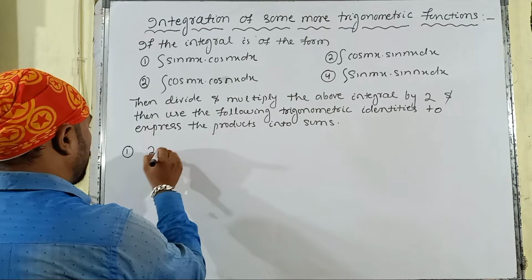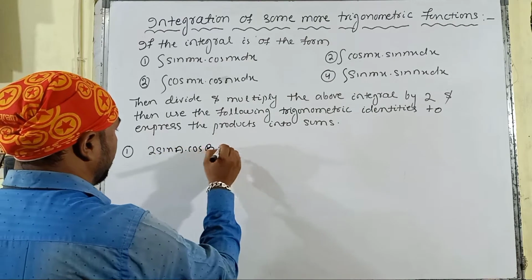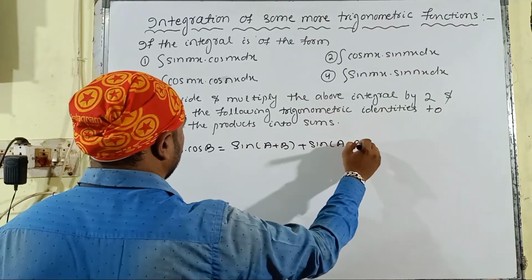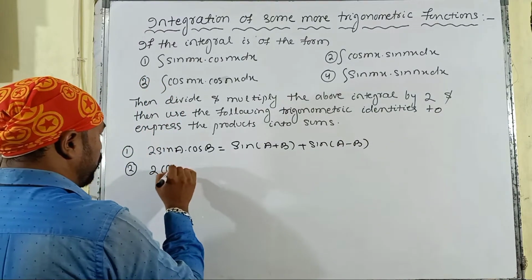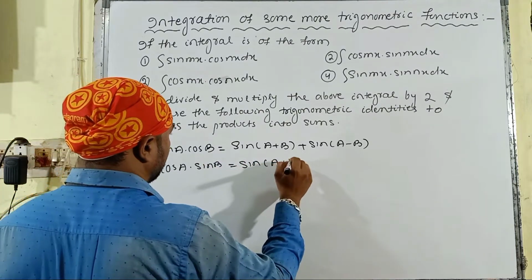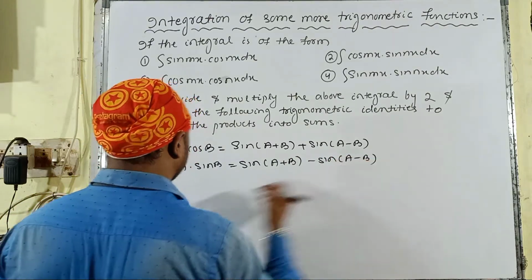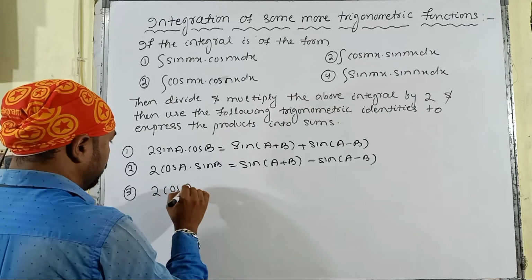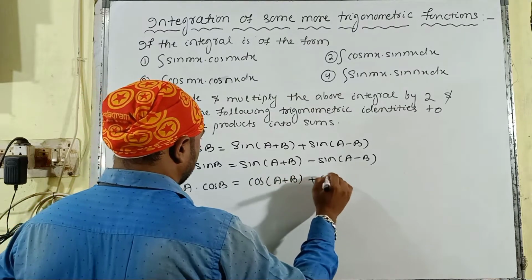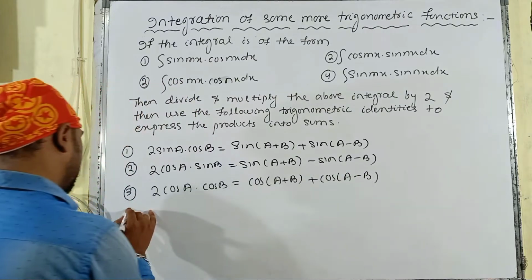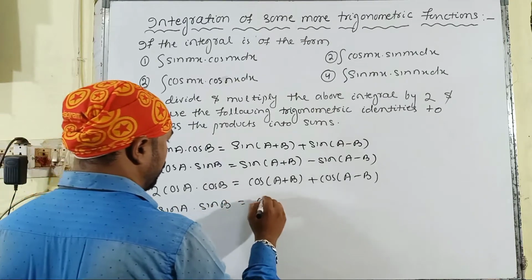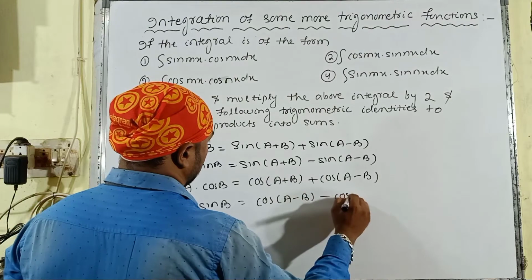First of all, it is 2 sin A cos B, and that will be sin A plus B plus sin A minus B. The second one is 2 cos A sin B, and that is sin A plus B minus sin A minus B. The third one is 2 cos A cos B. The last one is 2 sin A sin B, and that is equal to cos A minus B minus cos A plus B.